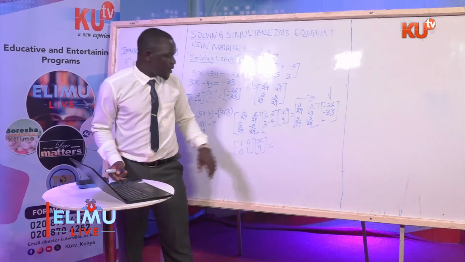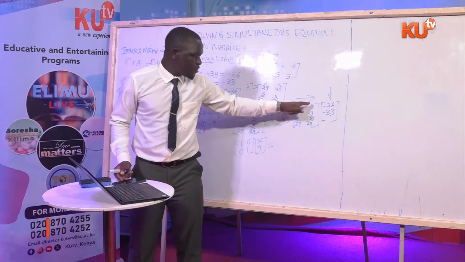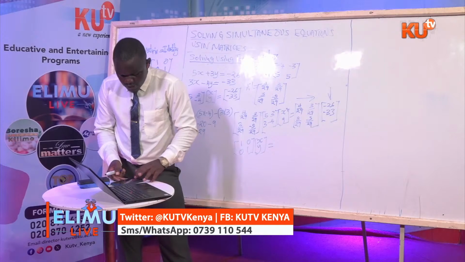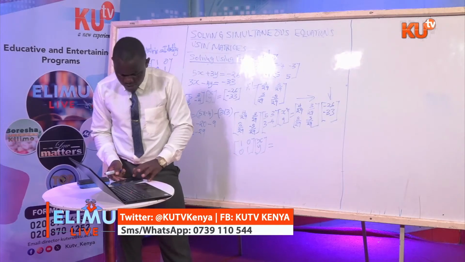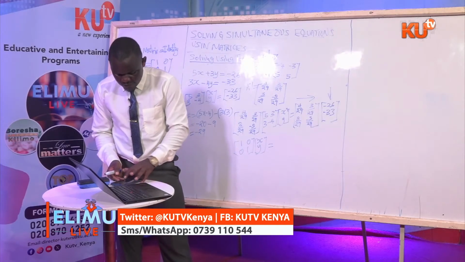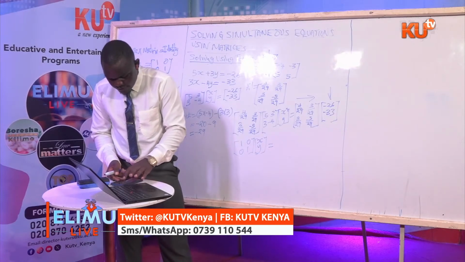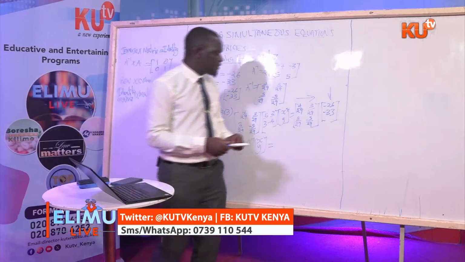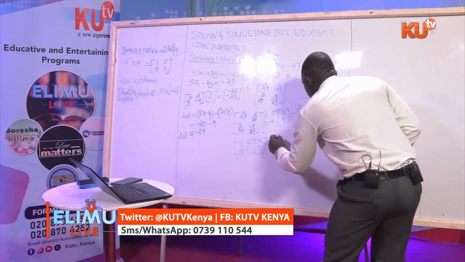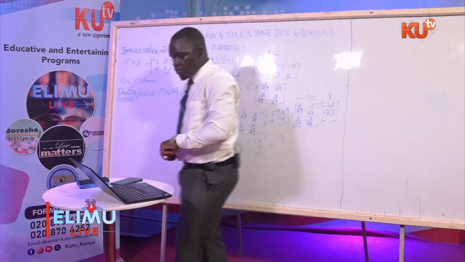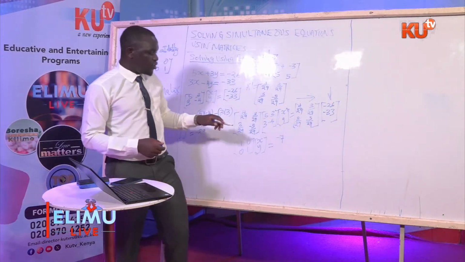Then open another bracket. Now it will be row times column. 3 over 29 times negative 33. You multiply it by negative 33. You are going to get negative 7. Then you do the same on the second row.